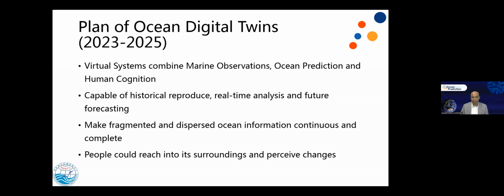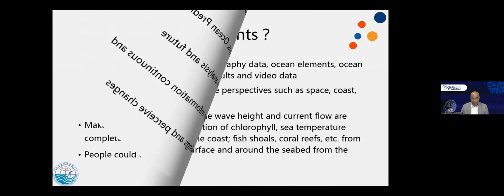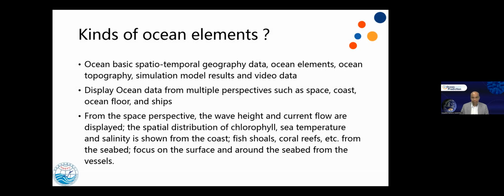And it makes fragmented and dispersed ocean information continuous and complete, and people could reach into the surroundings and perceive the changes. So our system will include the ocean basic spatial and temporal geography data, ocean elements, ocean topography, simulation model results, and video data. It will display ocean data from multiple perspectives, such as space, coast, ocean floor, and ships.